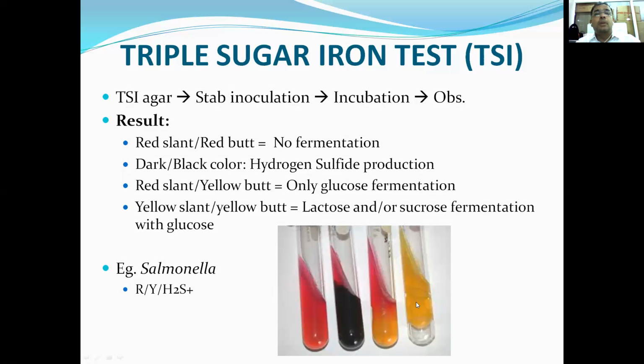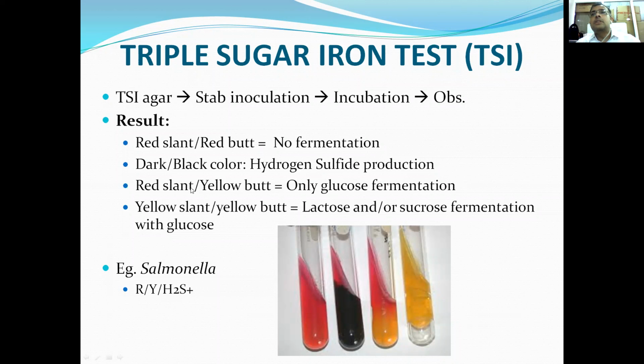Now the fourth possible combination is a yellow slant and a yellow butt. You can see the slant is yellow and the butt is also yellow. Both being yellow indicates that all the sugars, lactose and or sucrose along with glucose, are fermented and produce acid. That's why it changes color from normal red to yellow. So this is the interpretation of TSI.